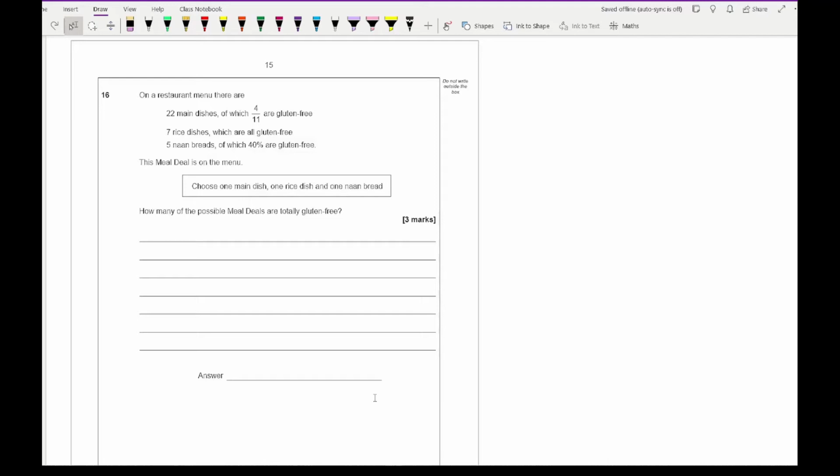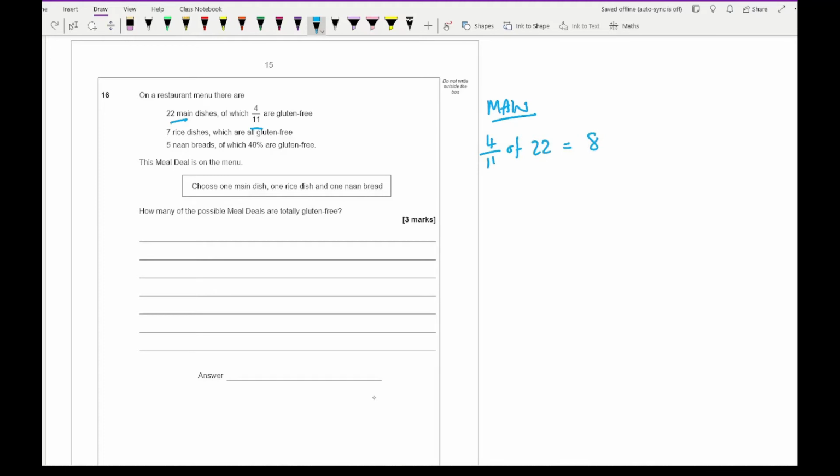This meal deal is on the menu, so choose one main dish, one rice dish and one naan bread. And how many possible meal deals are totally gluten-free? So looking at this, let's have a look at the main dishes. In terms of the mains, because just that one's mentioned first, of the 22 dishes, 4 out of 11 are going to be gluten-free. So 4/11 of 22 equals 8.